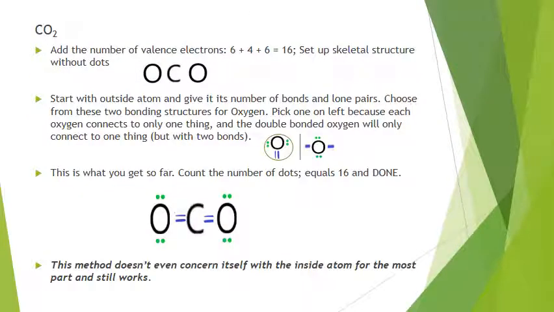All right, so let's do another one, carbon dioxide. It has 16 valence electrons. Here's the skeletal structure. We're going to concentrate on the oxygen. Oxygen can have 2 bonds, 2 lone pairs, so you have your choice. You have this one or this one. We're not going to pick this one because if you did that, you'd have an oxygen with a bond sticking out off the side, and this would have to attach to something. So we're going to pick the oxygen that only has one attachment, and that's this one here. So I'm going to put that on.